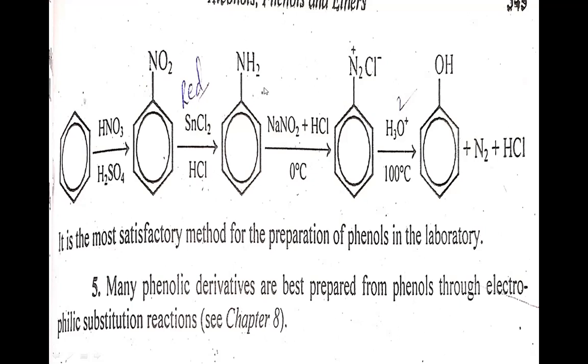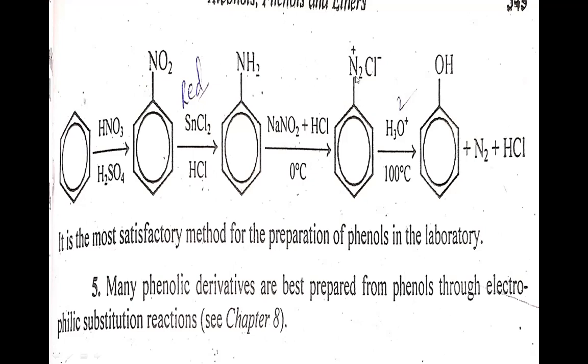Now, this aniline is converted into aryl diazonium salts, and how can it be converted? The aniline group can be converted into aryl diazonium salt when we treat it with sodium nitrite and HCl. This is sodium nitrite, not nitrate. Sodium nitrite and HCl at 0 centigrade. When sodium nitrite reacts with HCl, HNO2, nitrous acid is formed, and this nitrous acid converts this aniline into aryl diazonium salt. This is aryl diazonium salt.